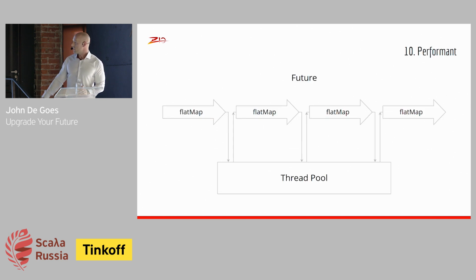And finally, point number 10, Future is not very performant. And the reason for that is, by default, every single operation on a Future will submit to the thread pool. And that means that a given core in your CPU is constantly transitioning back and forth between which future operation it's evaluating. That's catastrophic for performance.